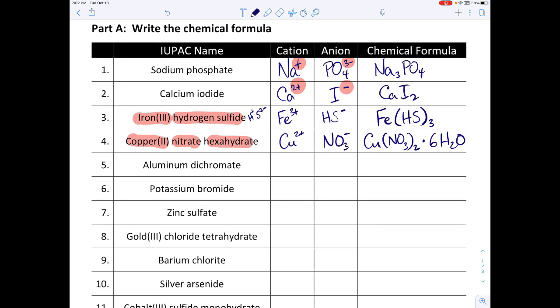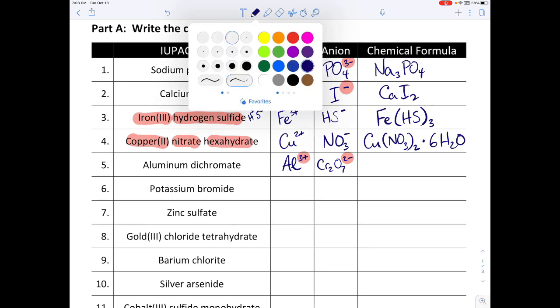Aluminum dichromate. So aluminum on our data booklet, page 6, is 3 positive, and dichromate is a complex ion. You can see it on page 6, Cr2O7, 2 negative. Looking at the charges, this is one of the more complicated ones, but it's still not hard. You have 3 positives and 2 negatives. Well, the lowest common multiple of 3 and 2 is 6. So if we can get 6 positives and 6 negatives, we are going to be good.